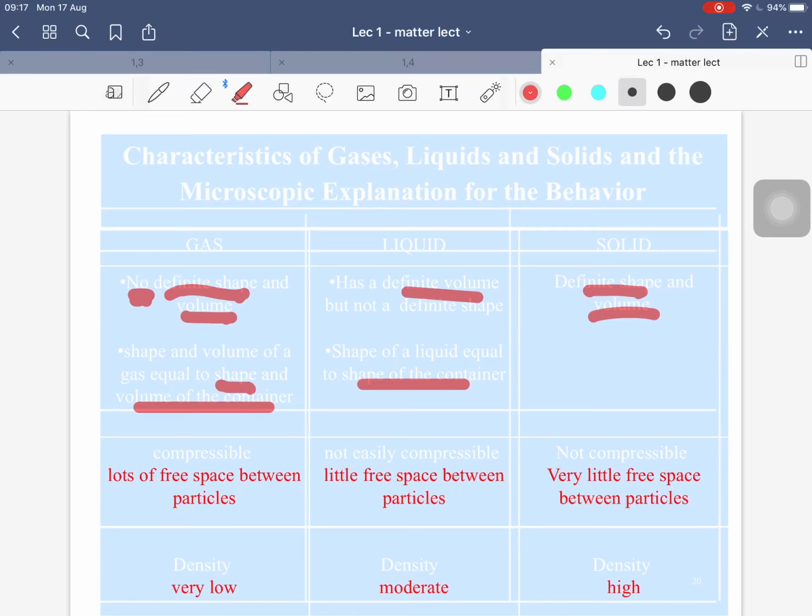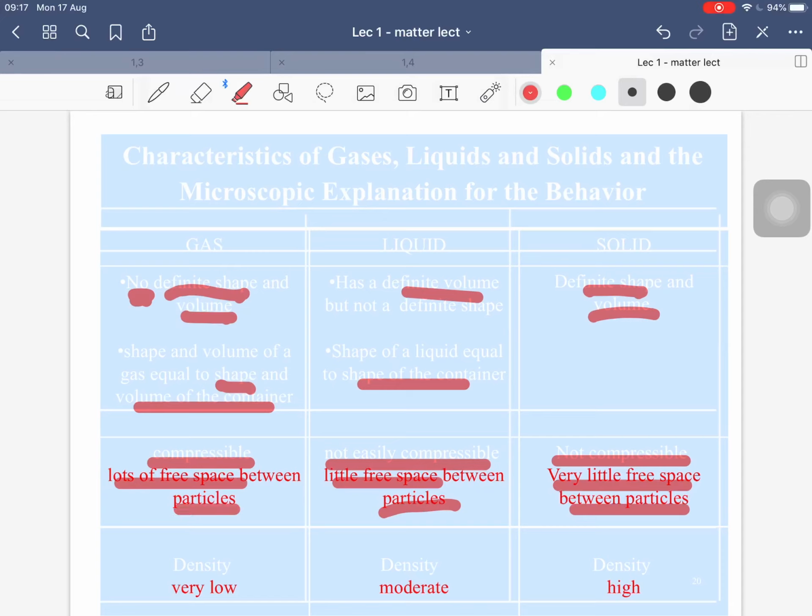In terms of compressibility, solids are not compressible because there is very little space between the particles. But liquids are not easily compressible because they only have a little free space between particles. Meanwhile, gases are very easily compressible because they have lots of free space between particles.